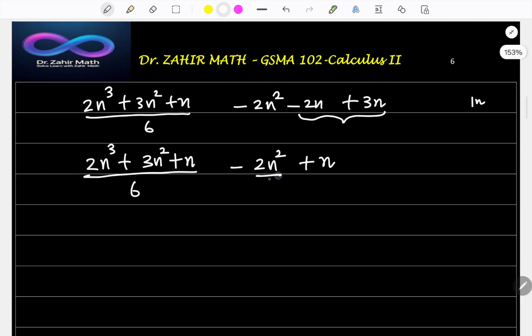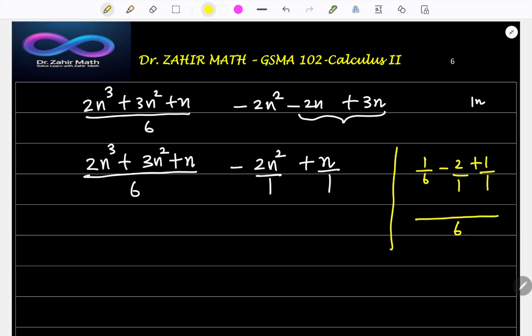Let me do one thing: divide by 1, divide by 1. Suppose you have a situation like this: 1 by 6 minus 2 plus 1. If you have this, what you will do in school is put 1 here, put 1 here. After that you take 6 here, and here already 6 is there. So you multiply this by 6 and multiply this by 6. Same thing, I'm multiplying this by 6 and multiplying by 6.